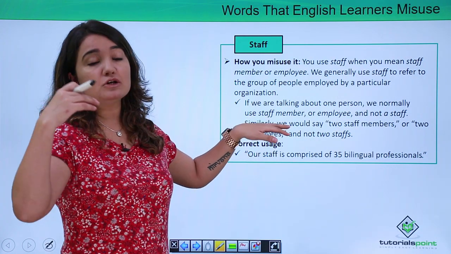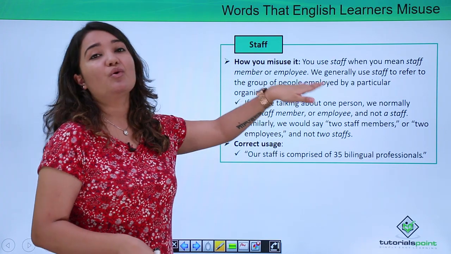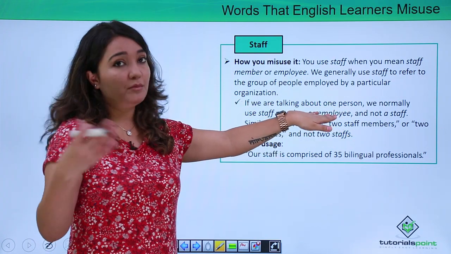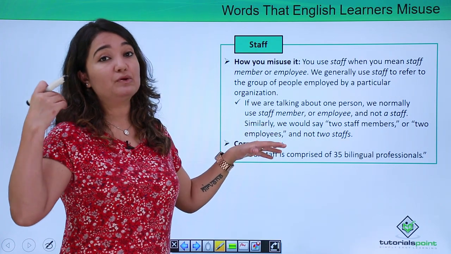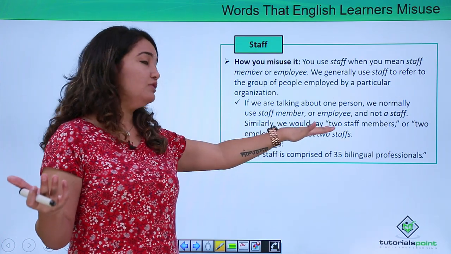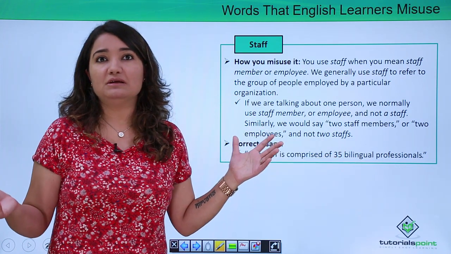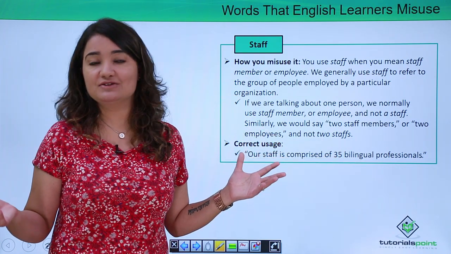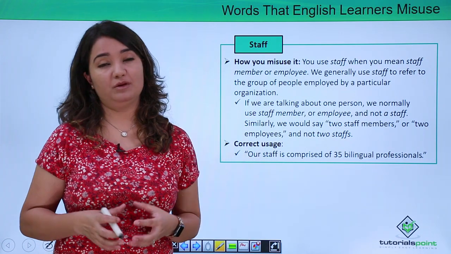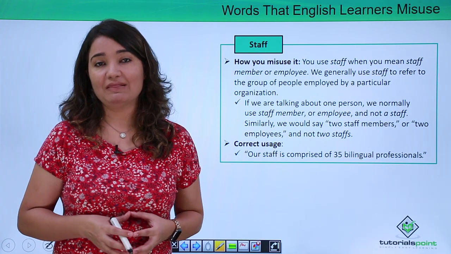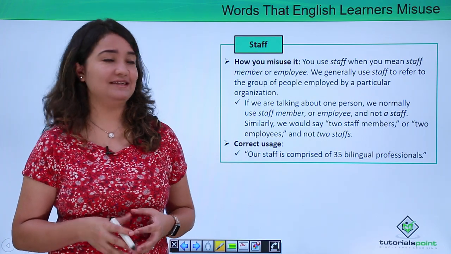If you want to talk about one person, definitely you can call them a staff member, or an employee, and of course not staff. And if you want to talk about more than one person, you can call them two staff members or two employees, but not two staff. That is absolutely wrong. Staff is a group of people. So next time if you happen to use this word, you might want to correct it.